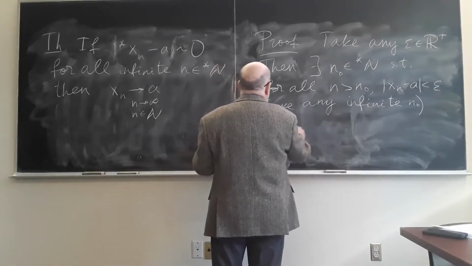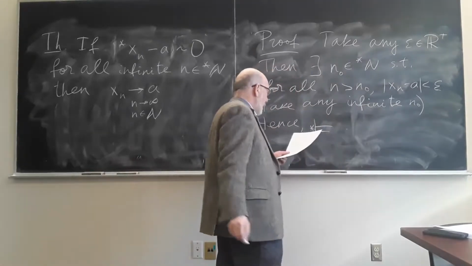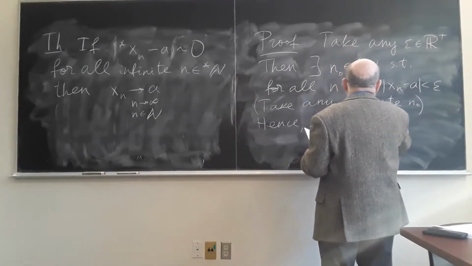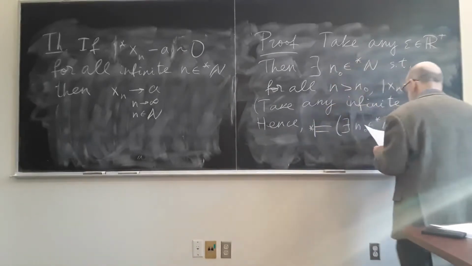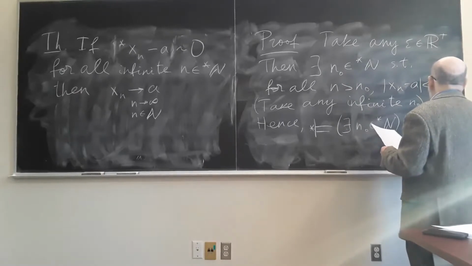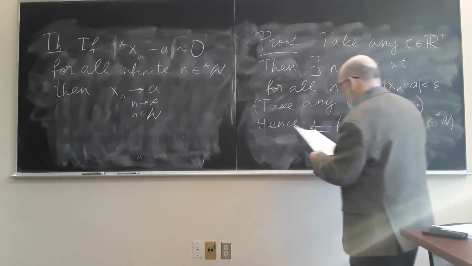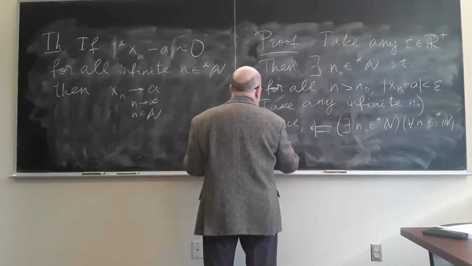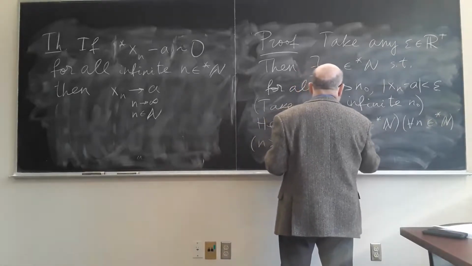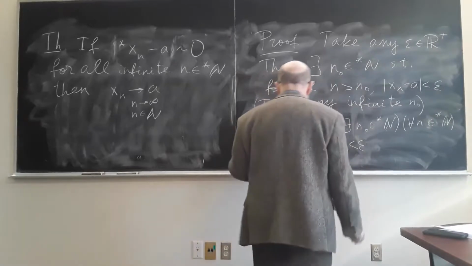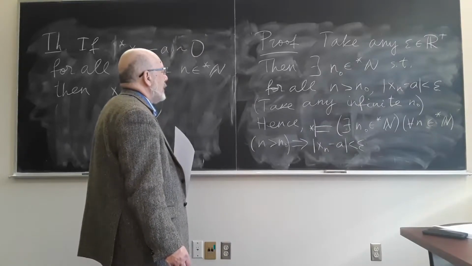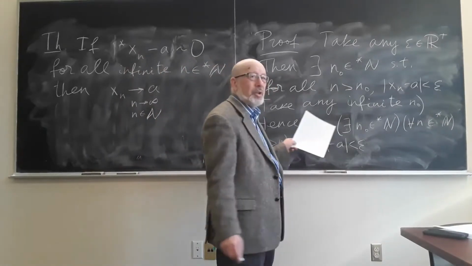Hence, the following is true in our star model. There exists n0 in star N such that for all n in star N, we have the following: n more than n0 implies that modulus of xn minus a is less than epsilon. So this is a formula in the language of star N.